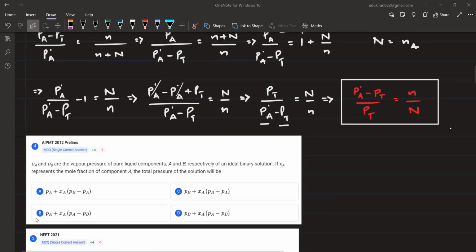Let's go. PA and PB are vapor pressure of pure liquid components A and B respectively. For an ideal binary solution, chi A represents the mole fraction of component A. The total pressure of the solution will be, which option? I'm giving you guys 2 minutes for this. Don't write the question. First solve the question, after that note it down. Just take a screenshot. Solving is more important. Please solve it first. Giving you guys 2 minutes.